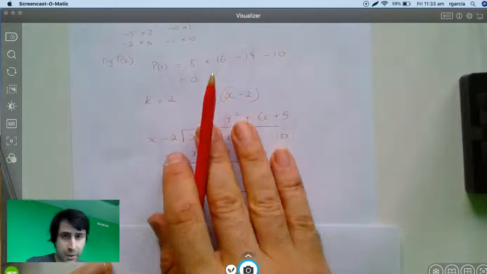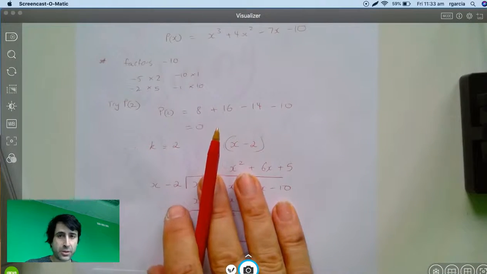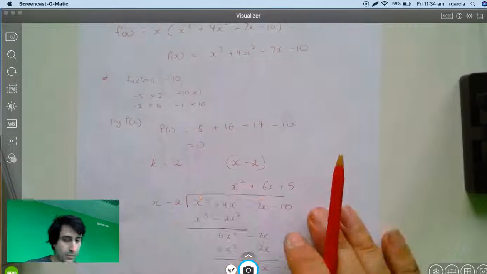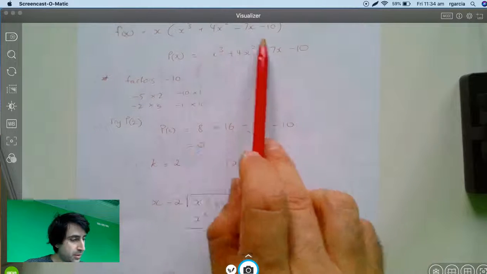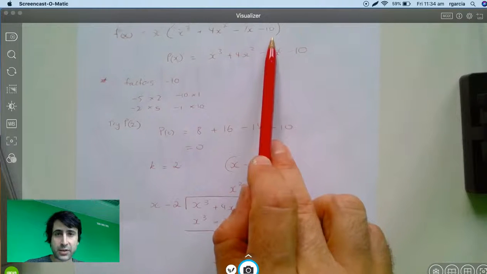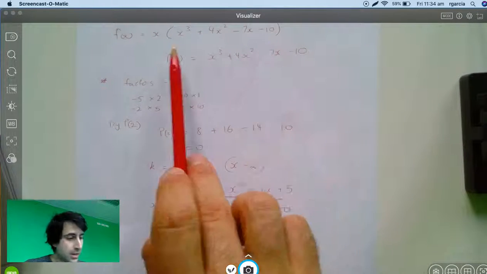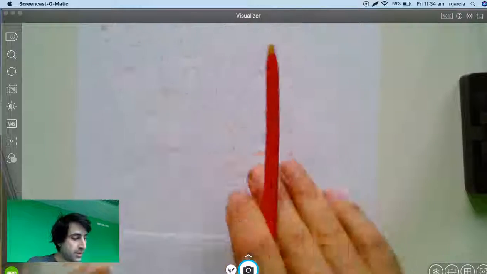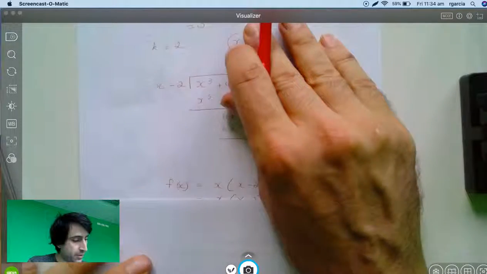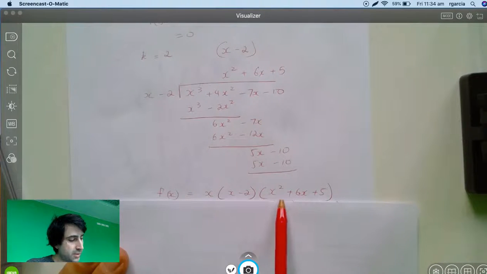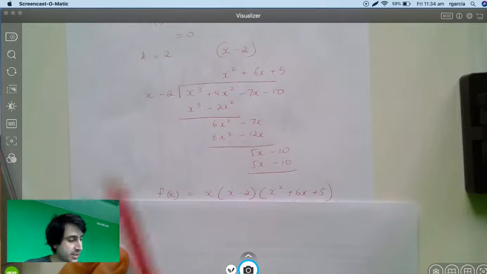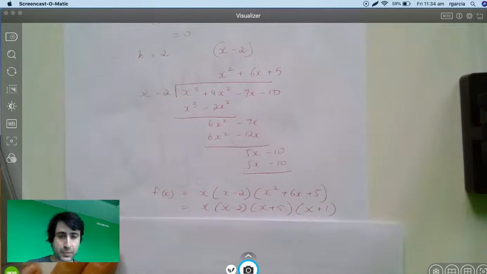And therefore, knowing from our original equation that x times this polynomial we just factorized, I can now rewrite the function of x to be that. And we see that's our quadratic there that we can factorize further, and therefore it equals that.